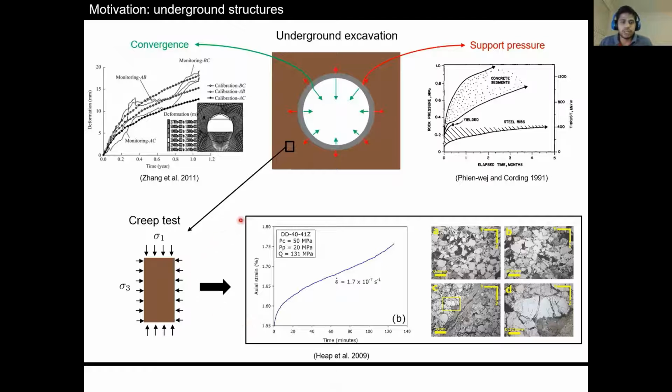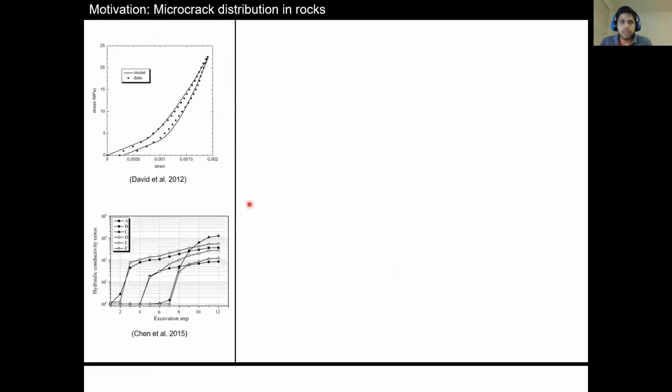For brittle rocks, this creep and time-dependent behavior is well understood as a consequence of the subcritical growth of microcracks present in the rock mass. And it is not just the time-dependent behavior, but other mechanical properties of these brittle rocks, such as low stiffness in the low stress region and also increased hydraulic conductivity near the excavation zone, are also tightly linked to the presence of microcracks. Therefore, to better understand the mechanical behavior of brittle rocks, it is important to understand and characterize the distribution of microcracks in those rocks with good accuracy.